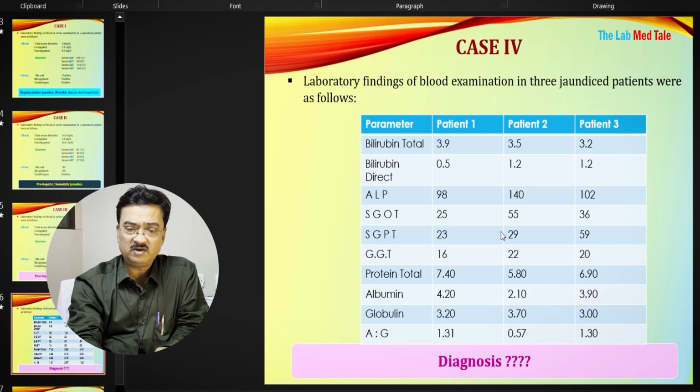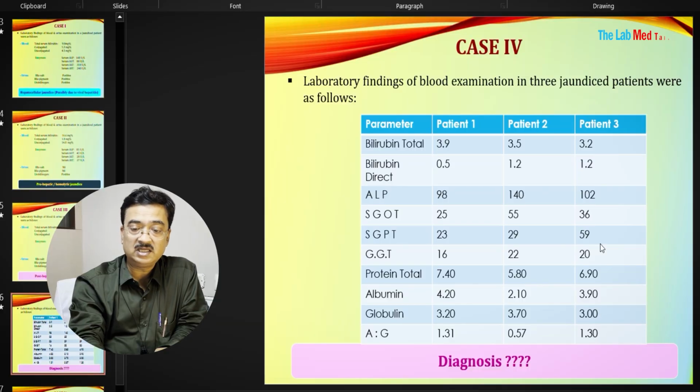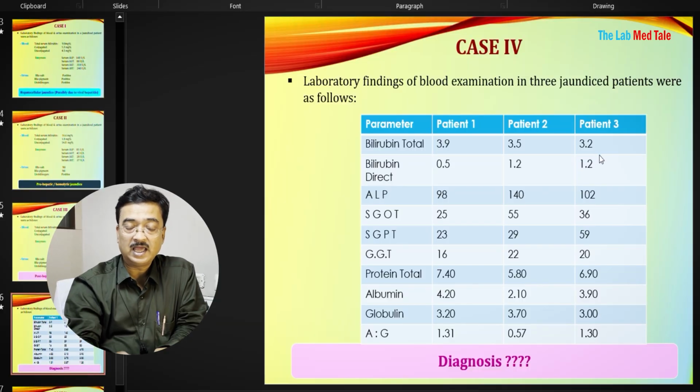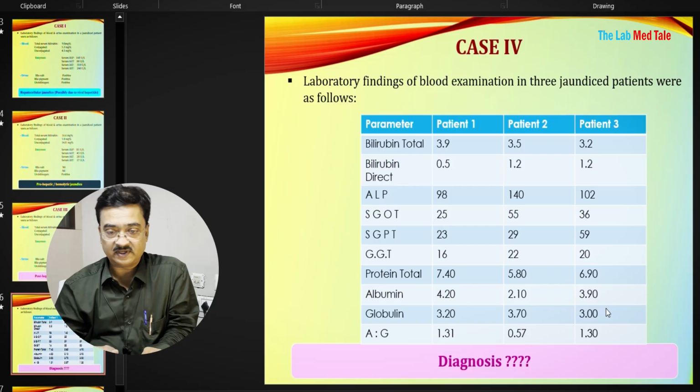So it goes more in favor of a chronic hepatitis or chronic liver disease. Second, 3.2, 1.2, you see alkaline phosphatase more or less okay. Here, the OT/PT ratio is again normal. The ALT is much higher than AST, and the liver enzymes are more or less similar. So it is just the very initial phase of hepatitis. This is the initial phase of acute hepatitis.